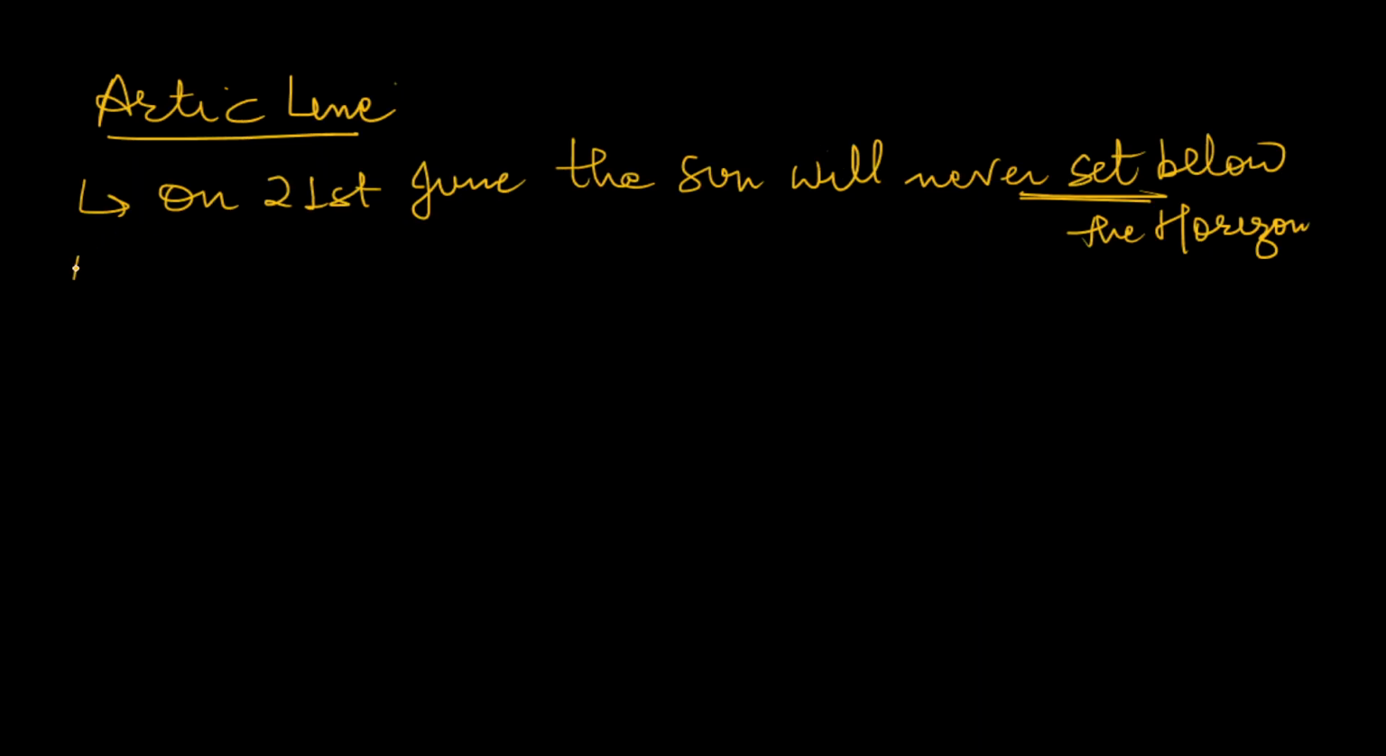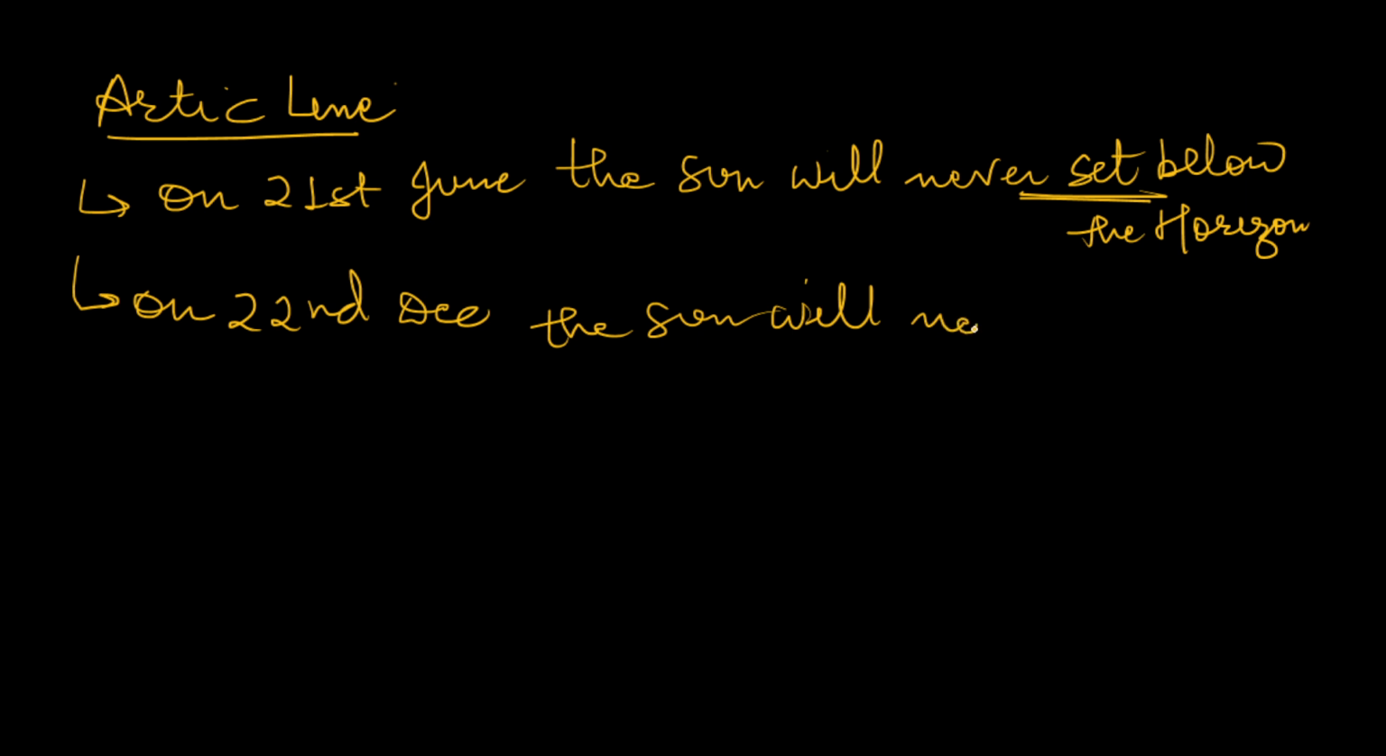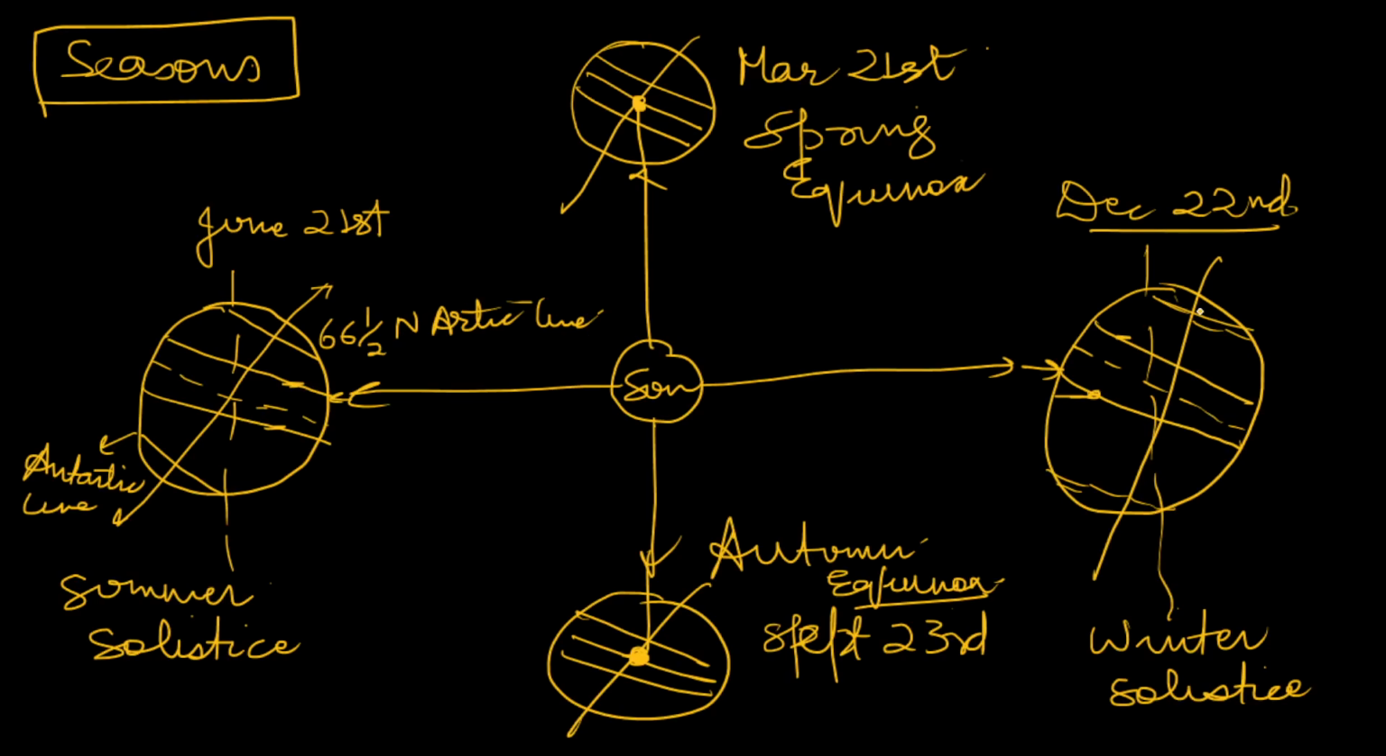And similarly, on 22nd December, the sun will never rise above the horizon. That is this position. You can see that on 22nd December, the sun is never going to rise here, because it will not fall directly in front of sun.